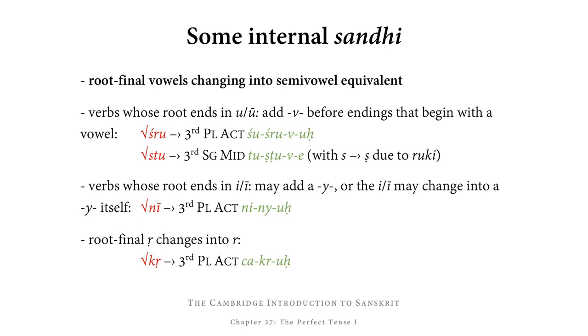Finally, root final vocalic r changes into consonantal r, and so for example of kr, we have the third person plural active form cha-kruch, where cha is the reduplicative syllable, kr is the root in zero grade. Note that the vocalic r has been replaced by a regular consonantal r, because what follows is an ending that begins with a vowel, and in front of this vowel, vocalic r changes into consonantal r.